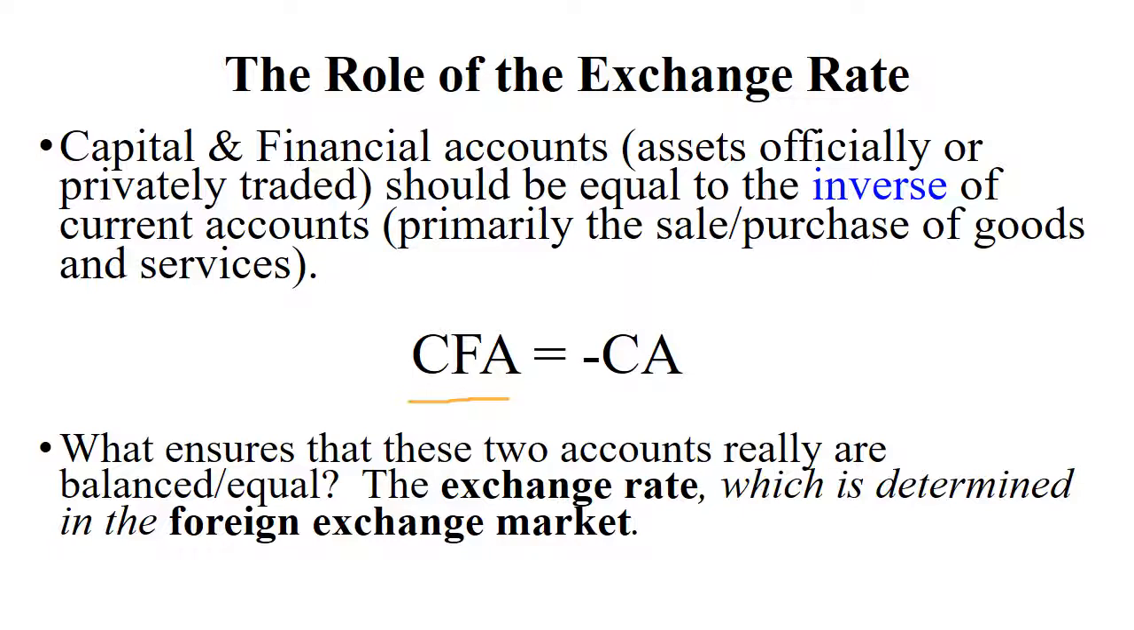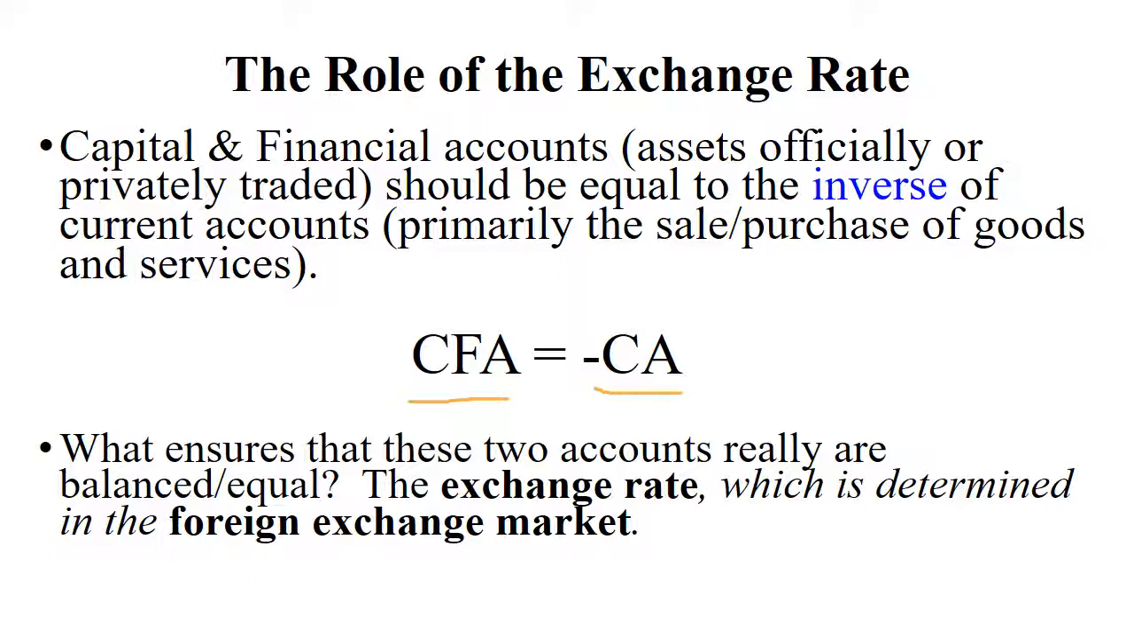The other major category is current account, which is abbreviated to CA. This includes goods and services, transfers amongst family members, and factor income. And our rule is that one is equal to the inverse of the other. So if one has a surplus, the other one has a deficit, and vice versa.